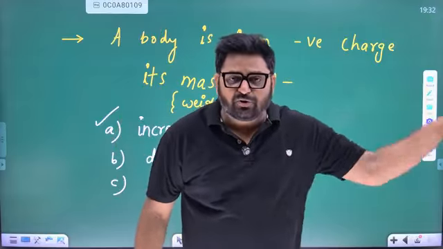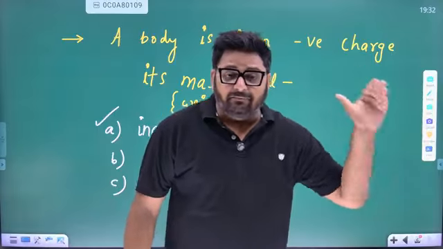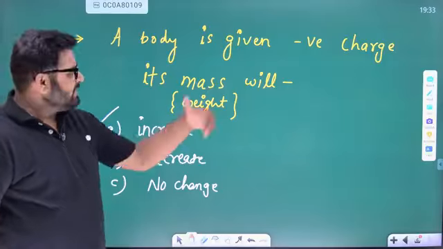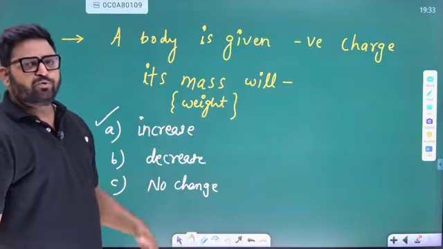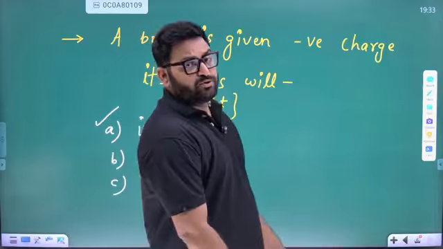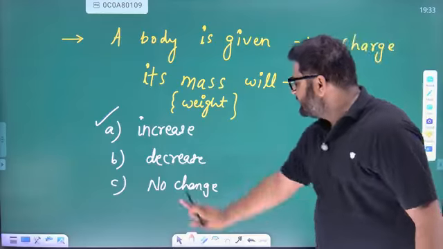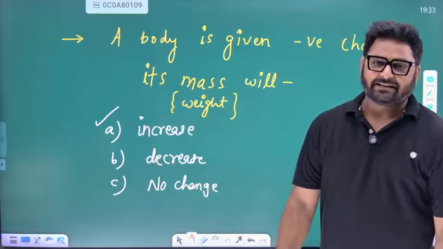If you are removing electrons, you are also removing mass. If you are removing mass, the body becomes lesser, it keeps on losing mass. Since it keeps on losing mass, it keeps on losing weight. So if a body is given positive charge, then the second option will be correct.